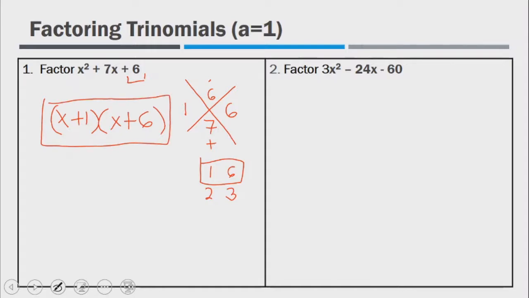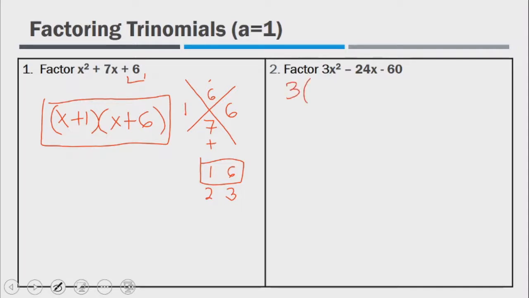The way to check yourself is if you multiply it out, you should be able to get the trinomial expression that you are given before. In example 2, we see that we have 3, 24, and 60. So we have a GCF. So always look through first to see if you have a GCF, then you need to factor out the GCF. So I can factor out 3.